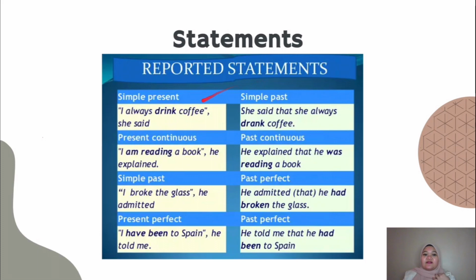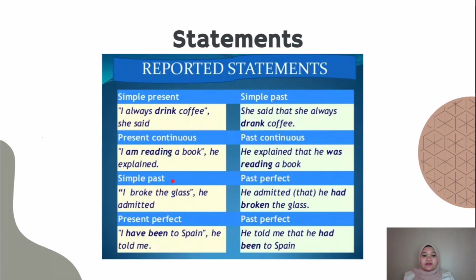Alright, here it is, the statements. Reported statements. From simple present, it will change to simple past, as I have mentioned before. So, "I always drink coffee," she said. When we change to reported speech, we will say, she said that she always drank coffee. Second, present continuous. "I am reading a book," he explained. Change to the past continuous. For reported speech, it will become: he explained that he was reading a book.